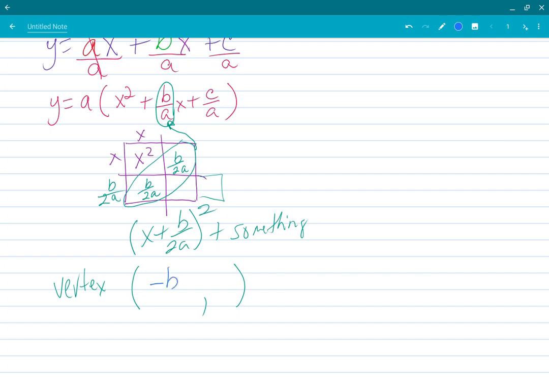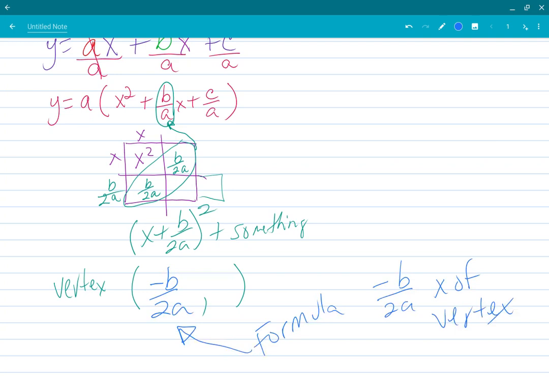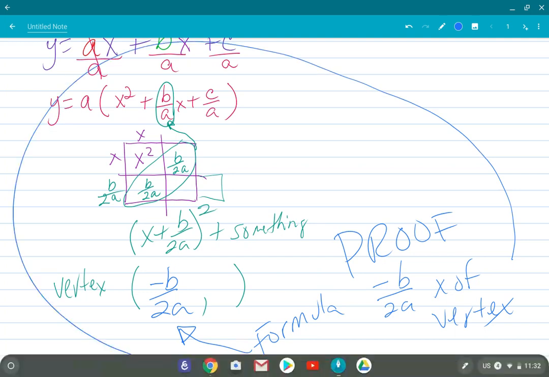And that's the formula that I showed you guys a long time ago. Remember that? Remember a while back I said, if you have standard form, the opposite of b over 2a is your x of the vertex. Yeah. And this is the proof. This is the algebra proof. Now, the y, you have to plug it in, right? I didn't do that because that's not the point. I just wanted to show you that this formula didn't come from thin air, right?